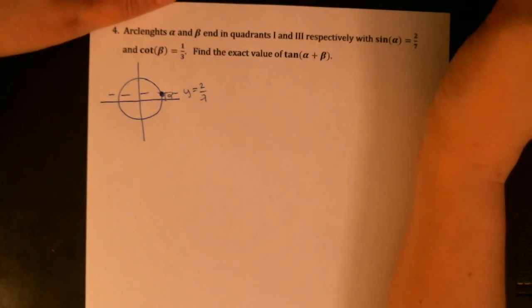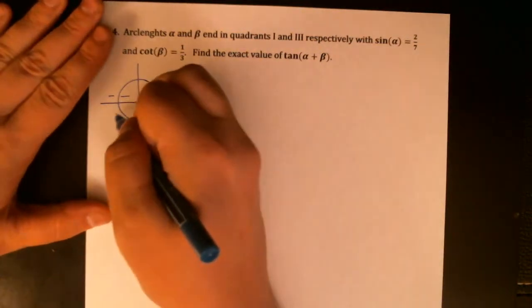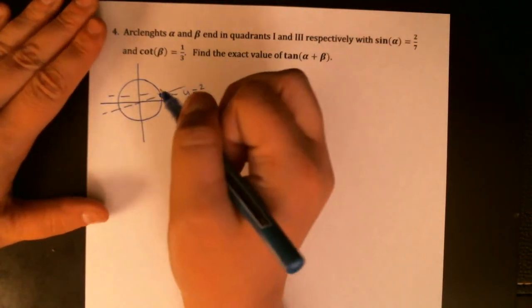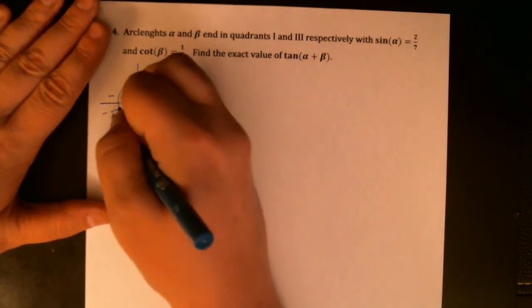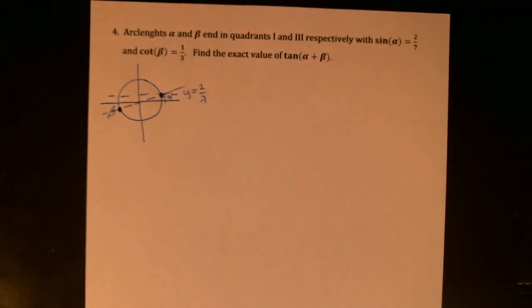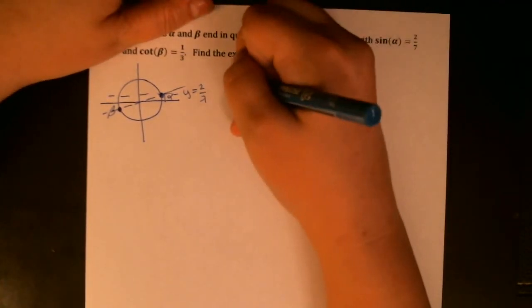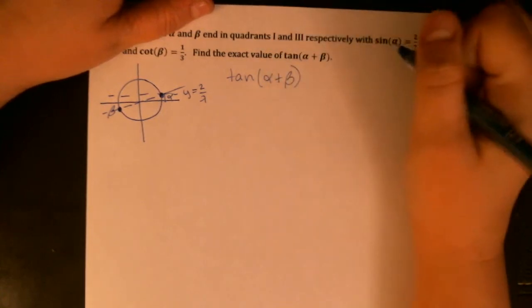And then beta ends in quadrant 3, and we know cotangent of beta is 1/3. So that's a slope. So if we picture a slope of 1/3, this is the point that we're looking for at the end of beta. So beta is the arc length, but we don't know exactly what that looks like, just where it ends. Okay, so we want to find tangent of alpha plus beta.